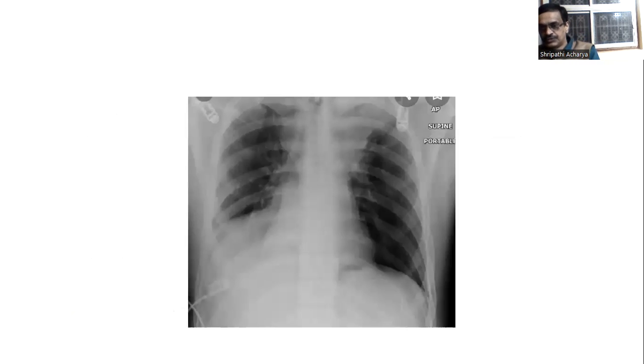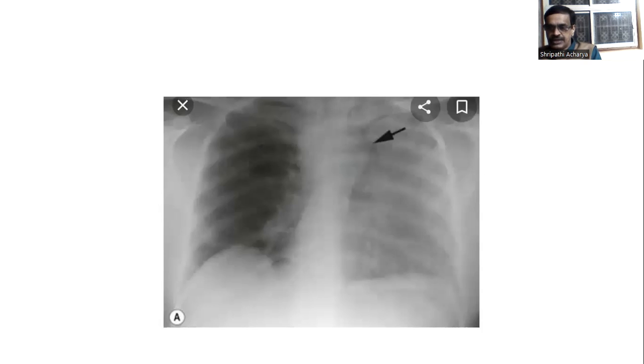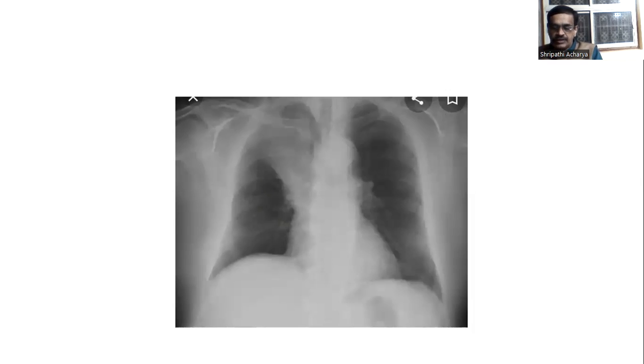You can see there is a collapse. Collapse of the right upper lobe is there. So there will be hyperinflation of the remaining tissue. You can see white opacity in the left upper lobe. Here also collapse is there, right side. Here in the left side. The right side upper lobe there is a collapse. You can see the triangular white shadow with the apex pointing towards the hilum.